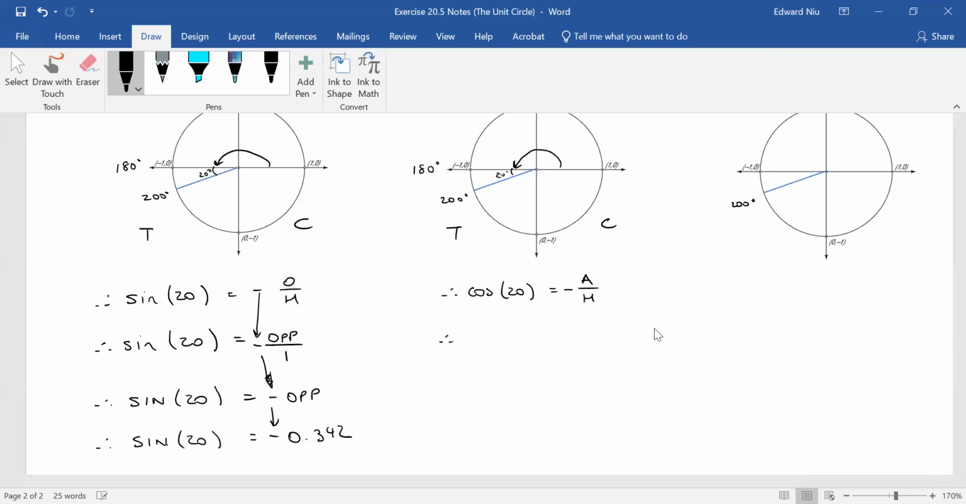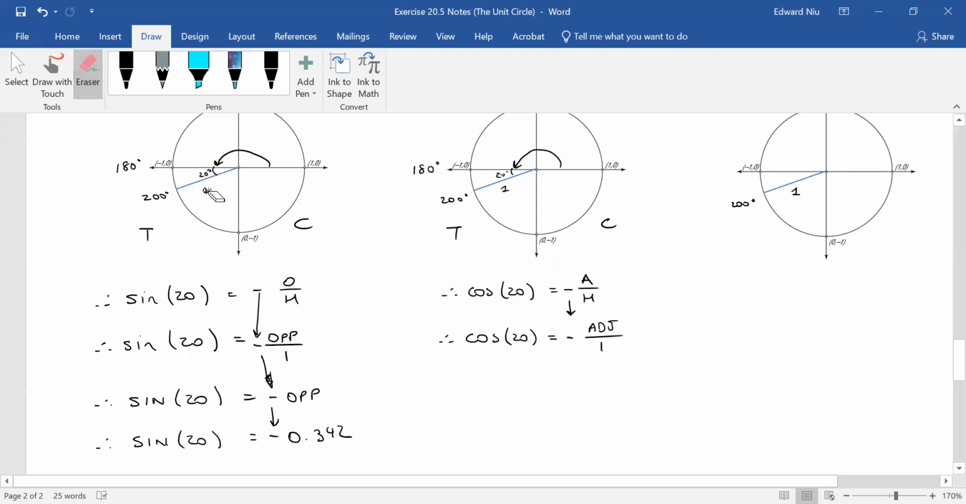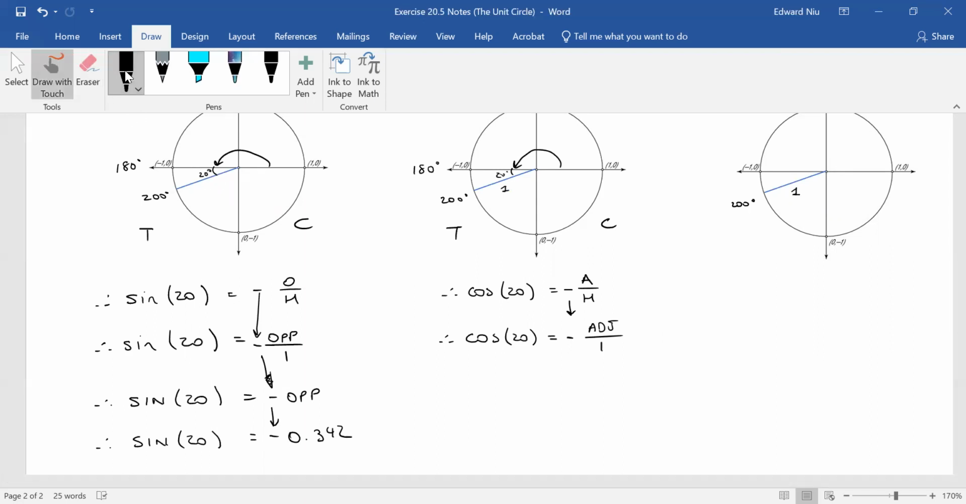What we do here is cosine 20 equals, carry the negative down. Well, the adjacent is unknown, so we just write adjacent divided by the hypotenuse, which is 1. Okay, so it's really important that we know hypotenuse is 1, as we highlighted earlier. Hypotenuse, radius in the unit circle, hypotenuse and radius, same thing, drill that into your brain. So that just means cosine of 20 degrees is equal to negative adjacent.